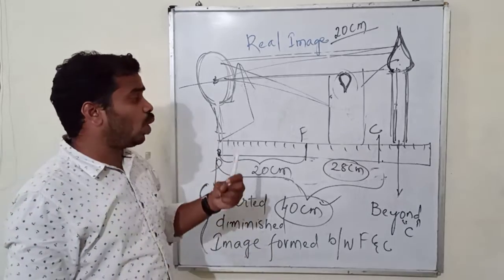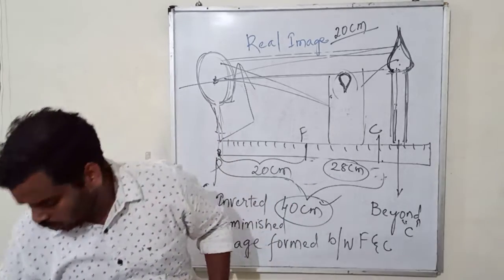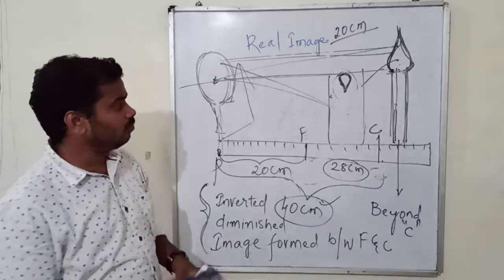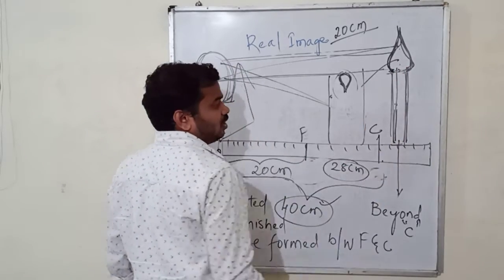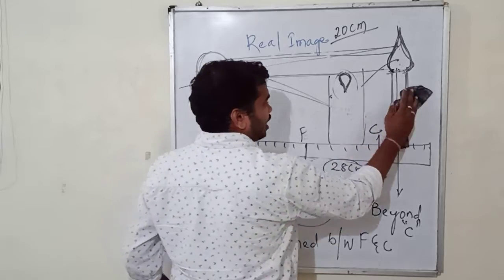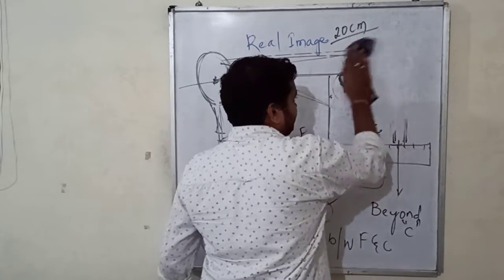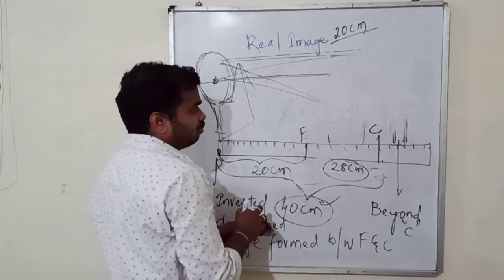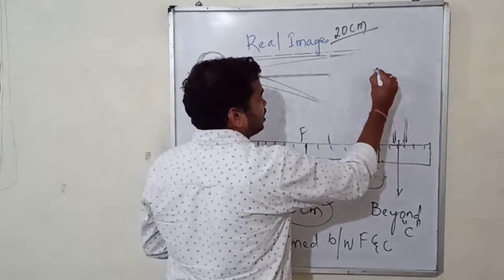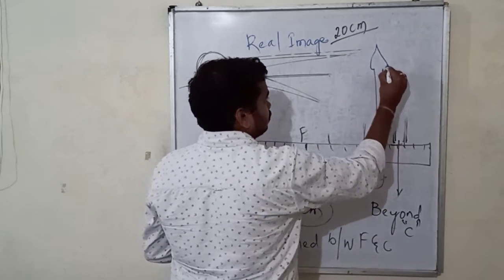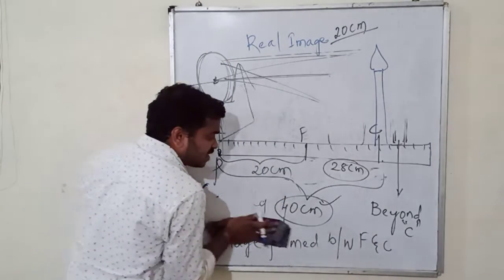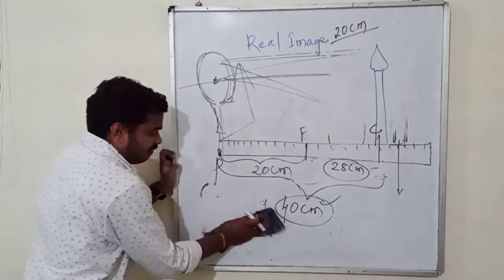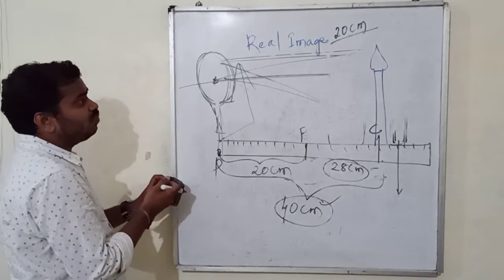Next, we shall go to case 2. When the object is placed at the center of curvature. I just move this object to the center of curvature. Now, it's an interesting thing. You can observe the image formed was inverted.